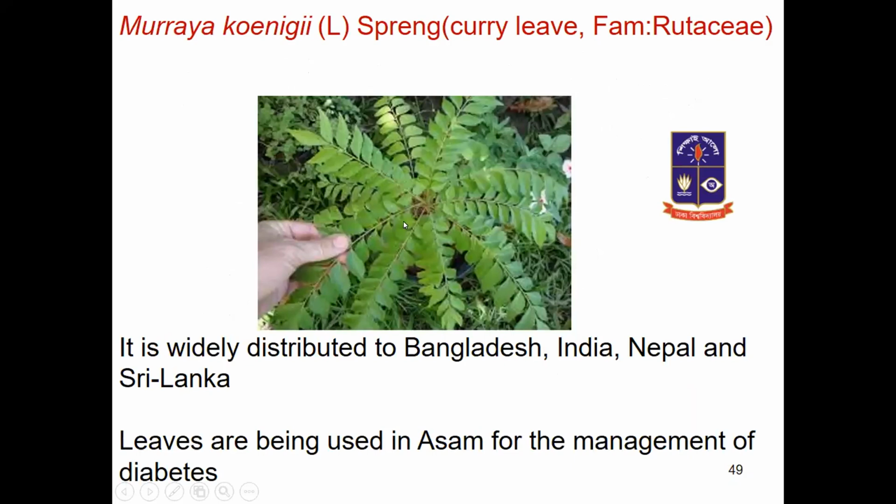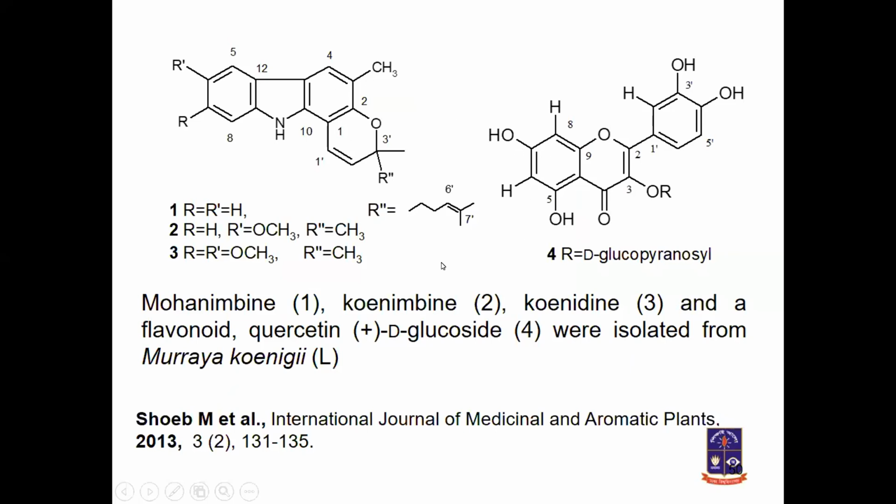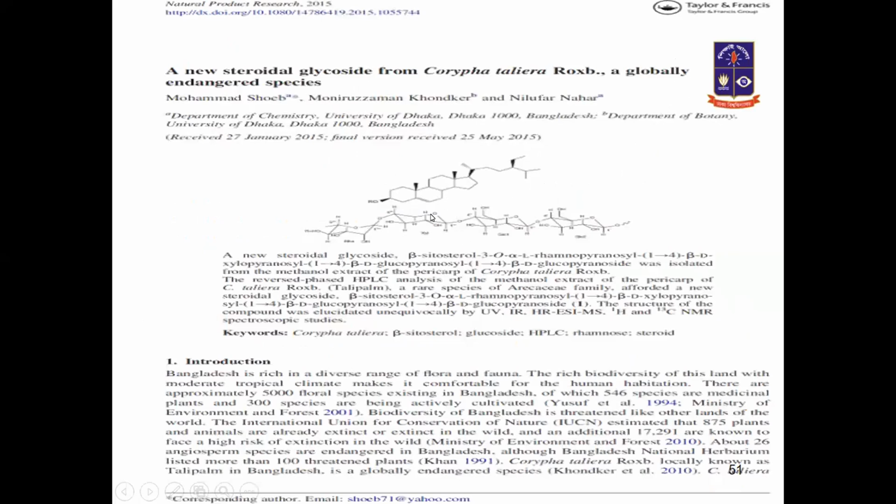Moringa oleifera, actually the leaves of this plant are also used as a vegetable, and this plant is widely distributed in Bangladesh, India, Nepal, and Sri Lanka. And again, the leaves of Moringa oleifera are also used for the management of diabetes, and we isolated several flavonoids from this plant. Recently, we isolated a novel steroid glycoside, a steroid with 4 glucose molecules, from Corypha taliera. This plant is actually very rare in our country, and we are also trying to work more with these plant materials so that we can carry out some biological activity.